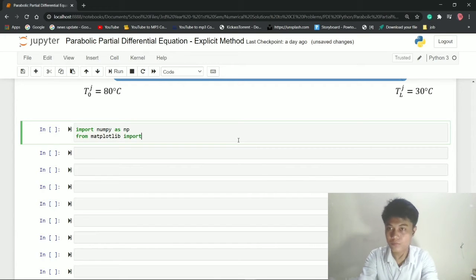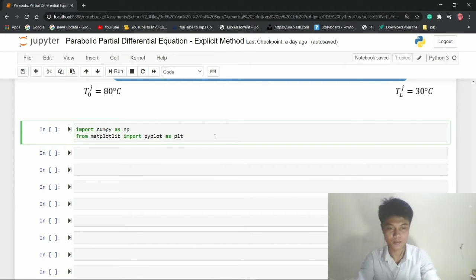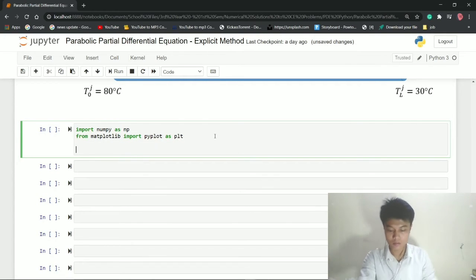So, from matplotlib, import pyplot as plt. So, meron tayong "as" para mapadali lang tayo mag-coding mamaya. Shortcut lang siya, yung mga "as" na yan, np at saka plt. So, let's state our constants. So, define our constants.